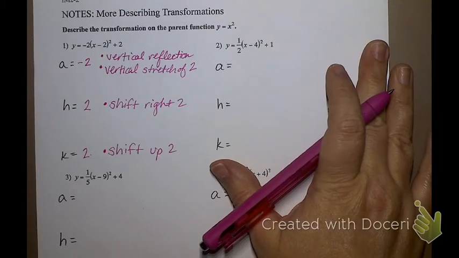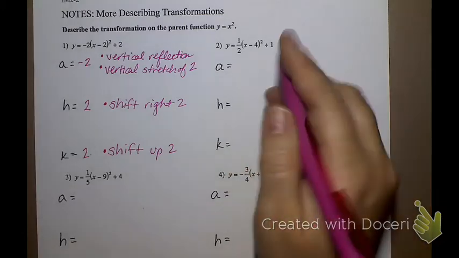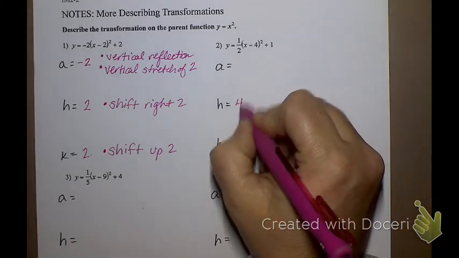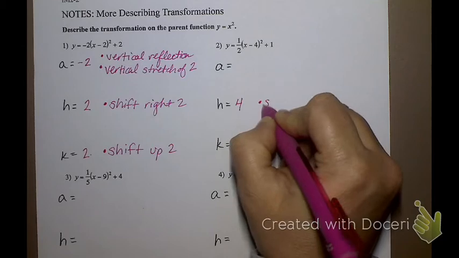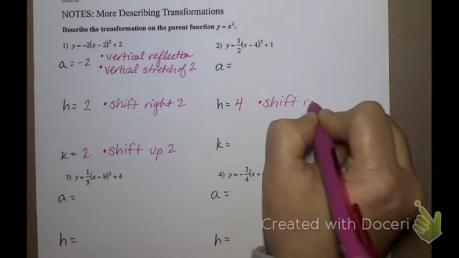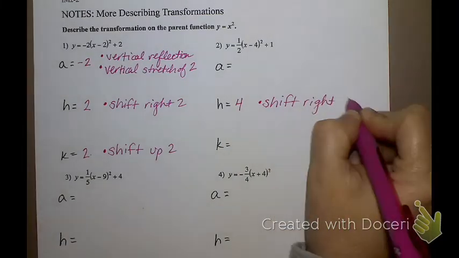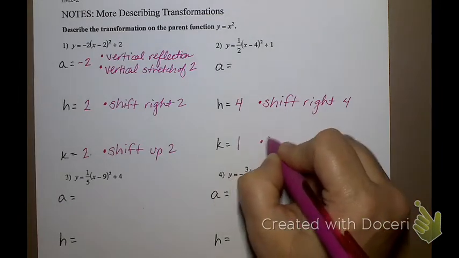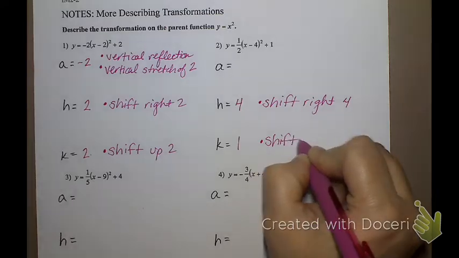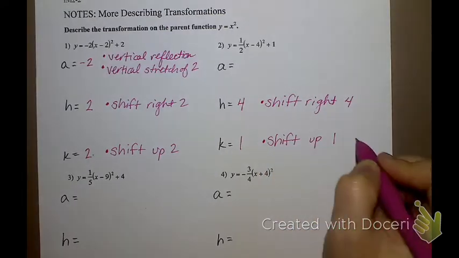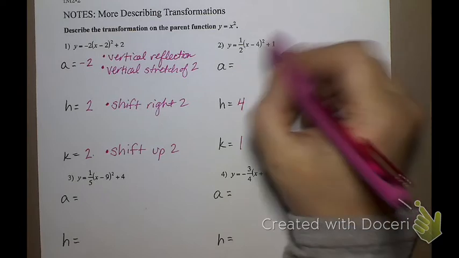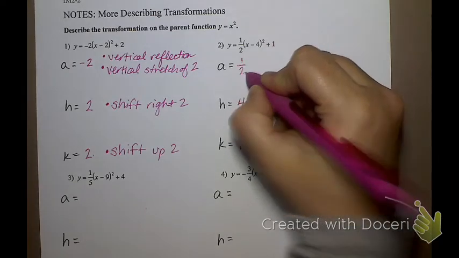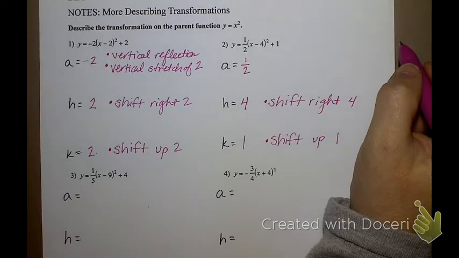Okay, now let's get to number 2. Speaking of 2's. I'm going to ignore A right now. I'll do that at the end. What is H? Which means I have what? Shift right 4. What's my K value? Which means what? Shift up 1. What is my A value? 1/2. Is it negative? No, so I don't need to worry about a vertical reflection.